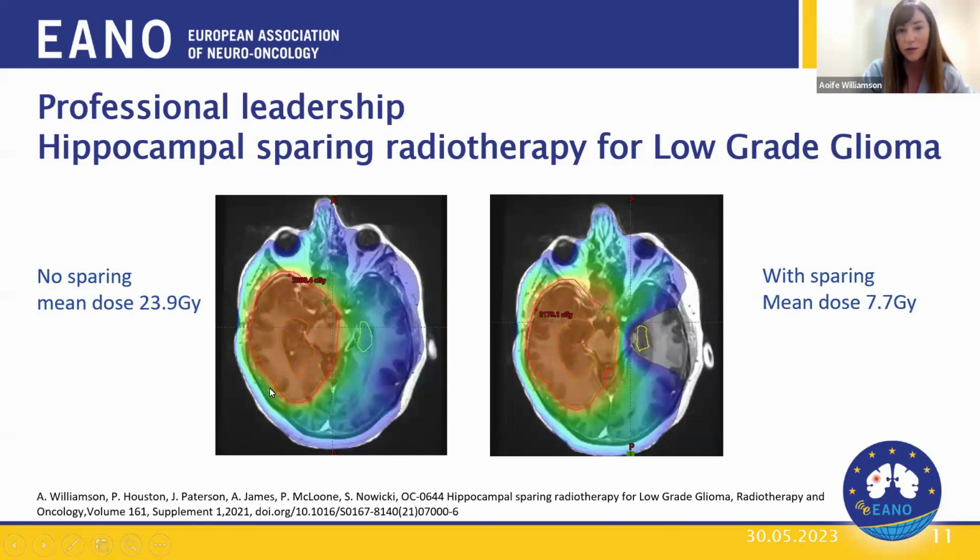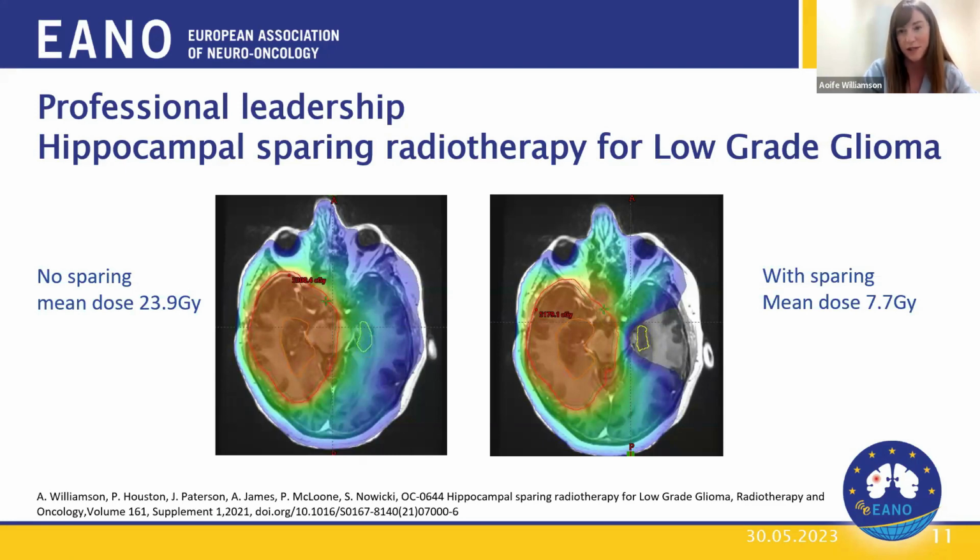This is another patient that was included in our study, and this time we have a left temporal oligodendroglioma. And again, you can see that when we don't employ any sparing technology, the mean dose to the left-sided hippocampus is almost 24 gray. But when we employ our sparing technique, we can bring that dose right down to 7.7 gray, which is again a considerable saving.